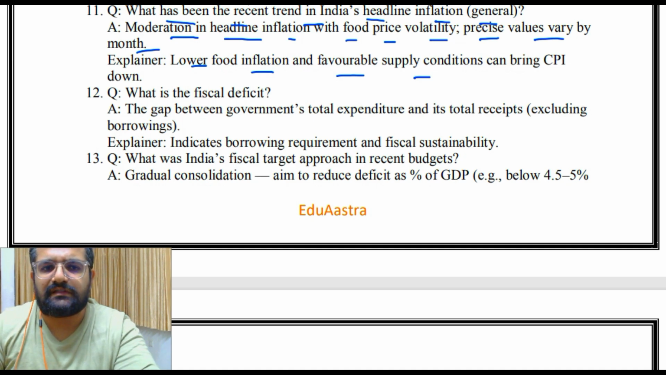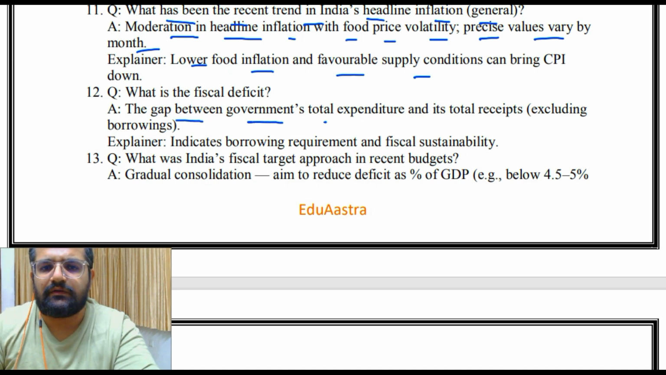What is the fiscal deficit? The gap between government's total expenditure and its total receipts, excluding borrowing. Total expenditure कितना आप खर्च कर रहे हो and कितना आपके पास आ रहा है revenues के through. That is total receipts, excluding borrowings. So indicates borrowing requirement and fiscal sustainability.